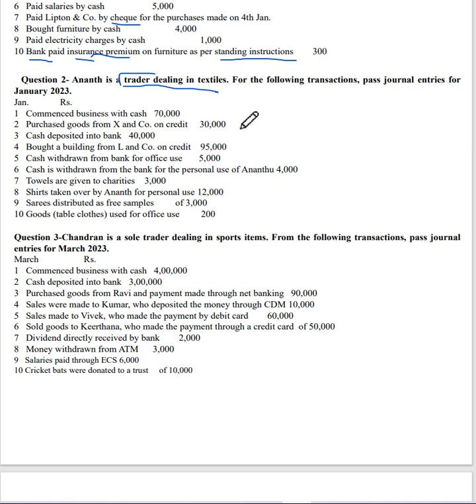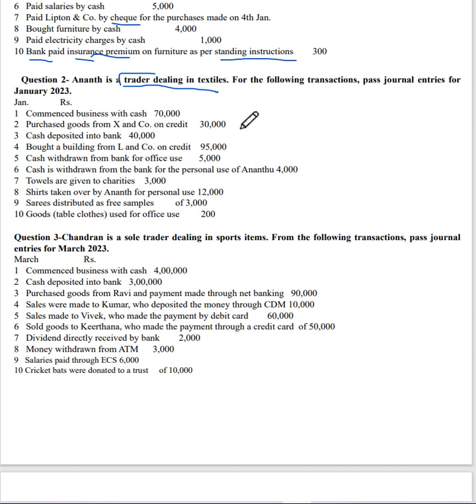Next, purchased goods from X and company on credit. So here goods are being purchased on credit from X and company. X and company here are our creditors. Creditors means they have given us goods on credit basis. We still have not paid the amount to them, so we will pay it in future. We don't know when, but we will pay it in future. That's why they are our creditors. Creditors here are increasing, that means our liability is increasing when we are buying the goods.